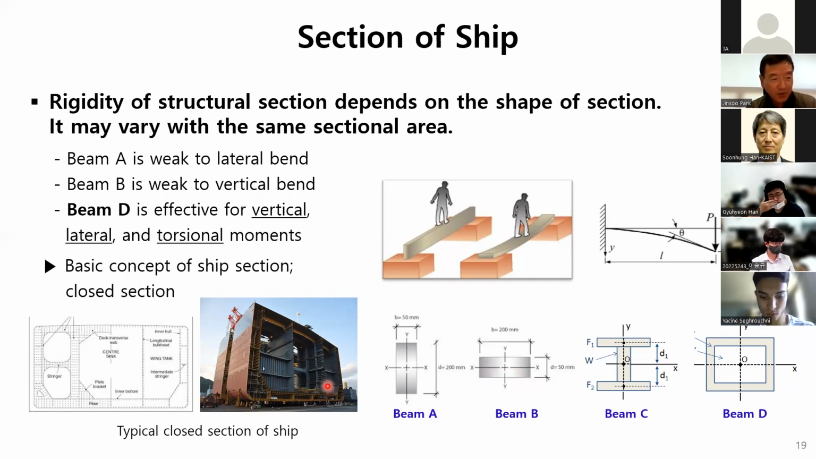This photo shows a typical block of a tanker ship in a shipbuilding yard. It's a part of midship. Can you see a big closed section? Also several small sections inside the big closed section. This kind of closed section is generally very effective against hull girder wave loading applied in many different directions.